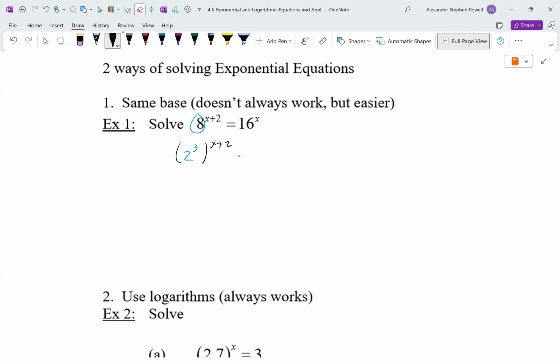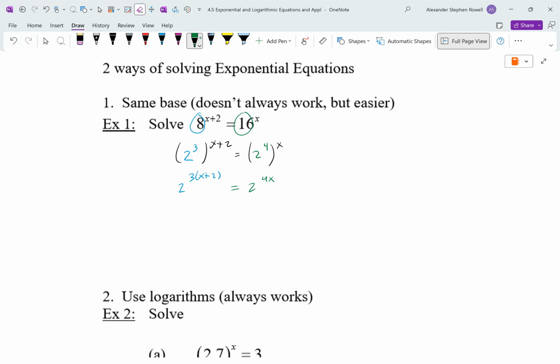and 16 we could write as what? 2 to what power? 2 to the 4th is right. So what's our rule of exponents? A power raised to a power. Do I add or multiply? Multiply. Okay. So I have 2 to the power of 3 times x plus 2 is equal to 2 to the power of 4x. Any ideas what we can do if the base is the same?